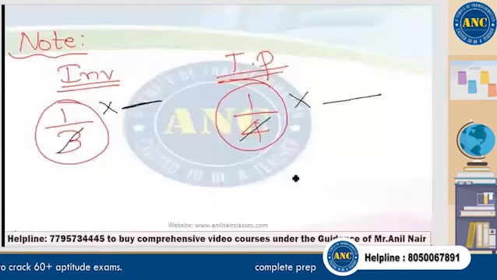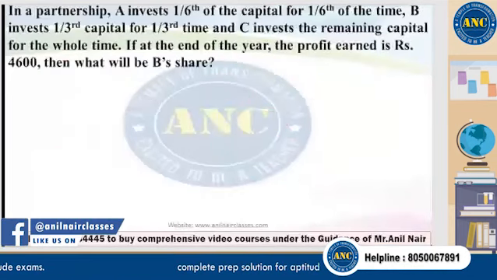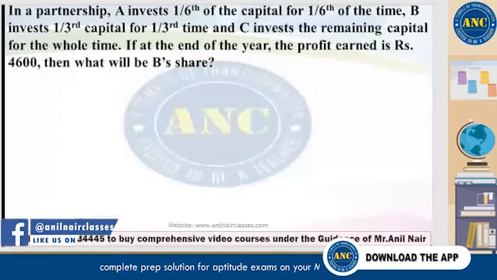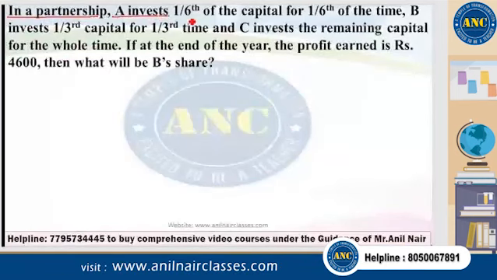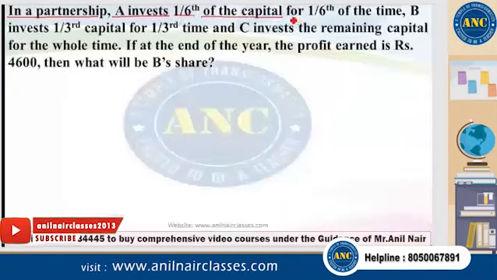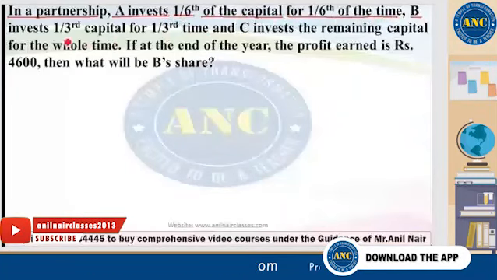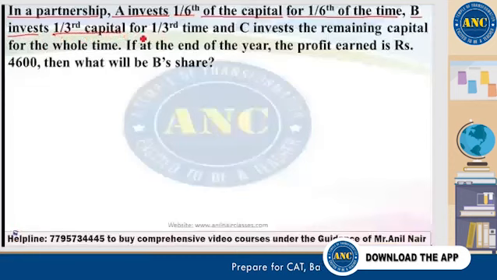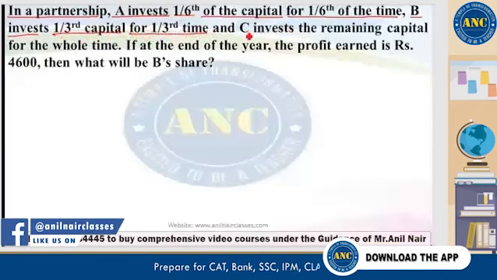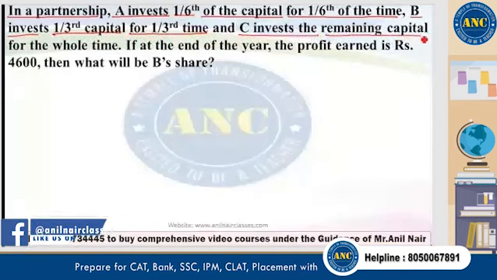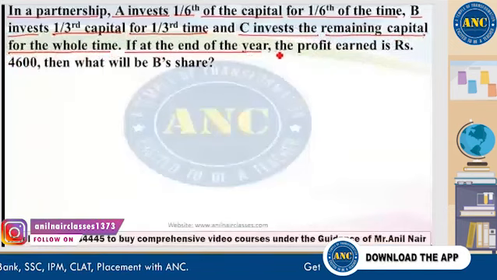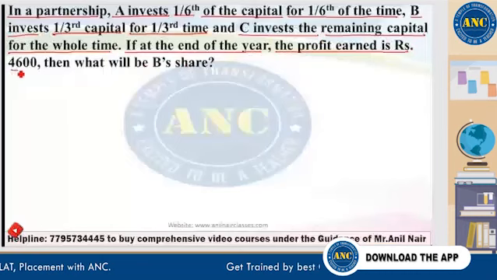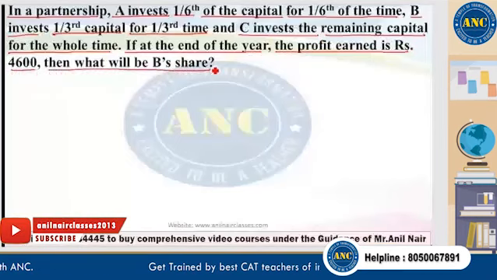Please see this question. This is where students struggle a lot to solve, but it is not required. In a partnership, A invests 1/6 of the capital for 1/6 of the time. B invests 1/3 of the capital for 1/3 of the time. C invests the remaining capital for the whole time. If at the end of the year the profit earned is rupees 4,600, what will be B's share?